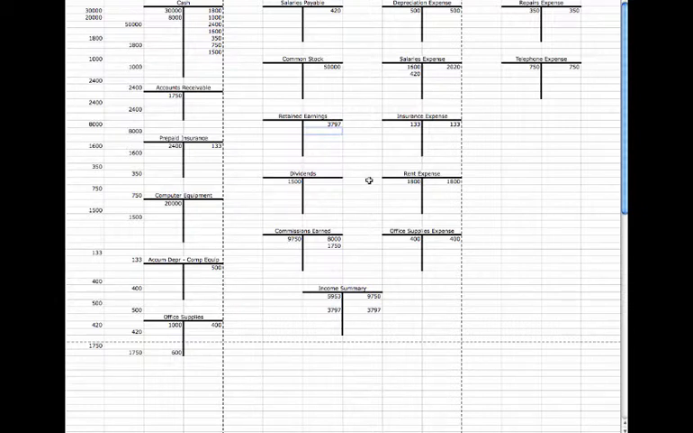Step number 4 says zero out your dividends account, because this is my last temporary account. So I have a $1,500 debit balance, so I have to credit $1,500 to get rid of it. And I'm going to decrease retained earnings by $1,500, because remember, dividends decrease retained earnings.